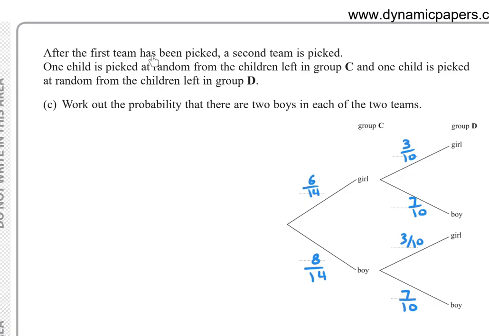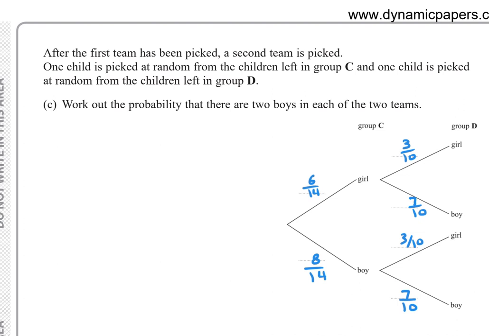After the first team has been picked, a second team is picked. One child is picked at random from the children left in group C, and one child is picked at random from the children left in group D. C, work out the probability that there are 2 boys in each of the 2 teams. This means we picked 2 boys from group C and 2 boys from group D.